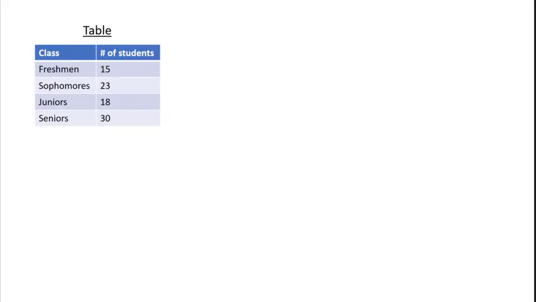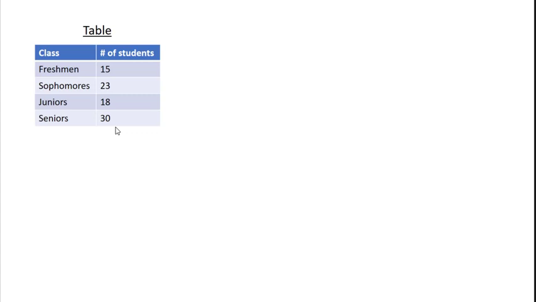So we've seen how to graph with a bar graph. We've seen how to graph with a line graph. Another way we can represent data is with a pie chart. So here, for example, we see a list of data collected. So this could be from a high school or wherever. And we see that from the freshman class, there are 15 students. Sophomores, there's 23. Juniors, we have 18. And seniors, we have 30.